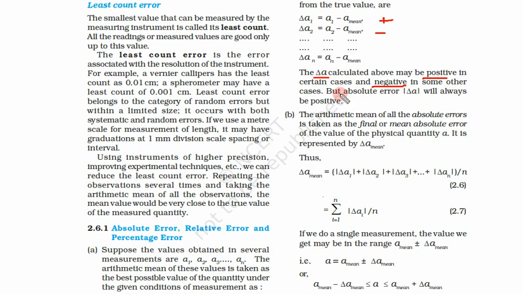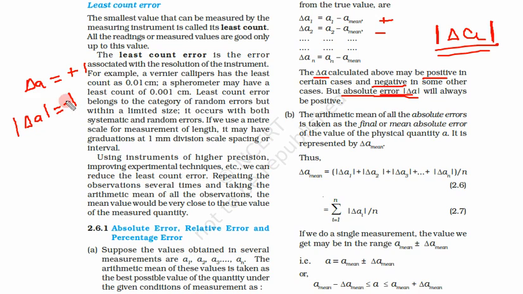But for absolute error, we remove this sign, we use the mod of delta A. Now what is the meaning of this symbol? It means we consider only the value, we remove the sign. So if delta A is positive 1, we get 1, and this is always positive. If delta A is negative 1, again if we put this symbol, that means we take only the positive value. The symbol of these two lines is called mod.